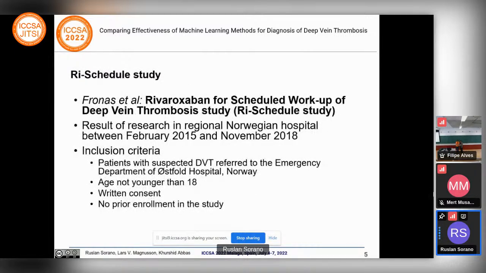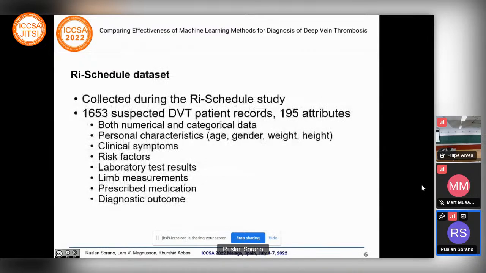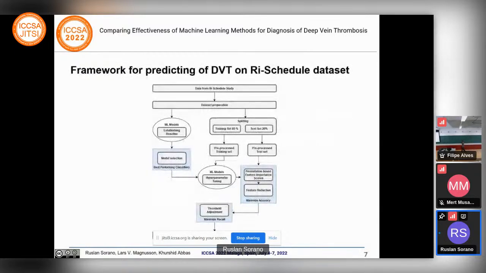It's based on this study. It's research in one of the regional Norwegian hospitals, on patients who came with suspected deep vein thrombosis to the emergency department. The data set originally had 1,653 patient records with 195 attributes and contained all kinds of data, both numerical and categorical, lab test results, and of course diagnostic outcome. We created a framework for predicting DVT.